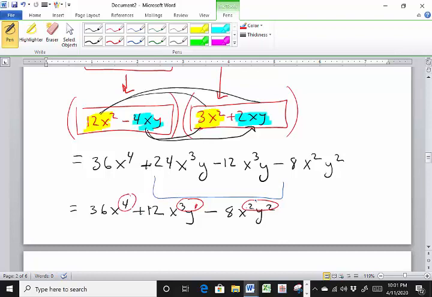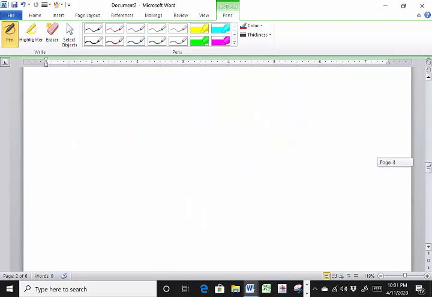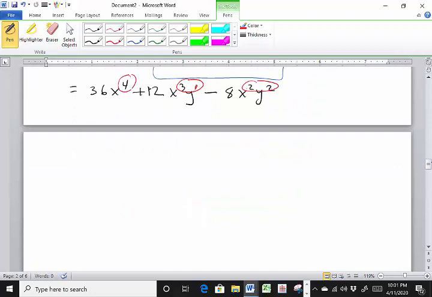Okay. Now, let's go ahead and look at just some different types of multiplication that we haven't done. So let's do a trinomial times a trinomial. We haven't done that, right?